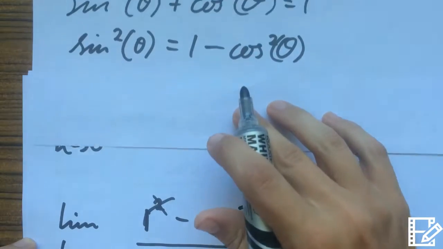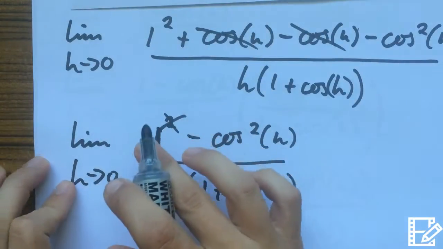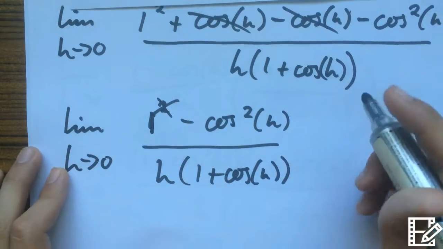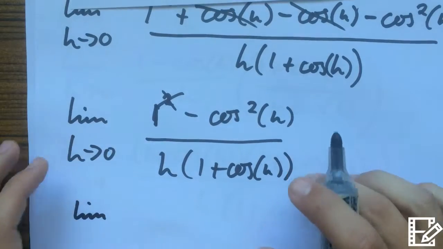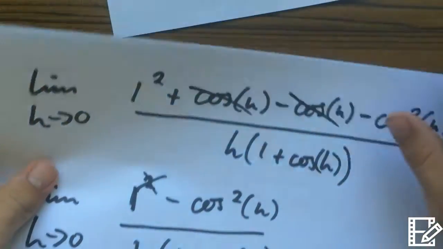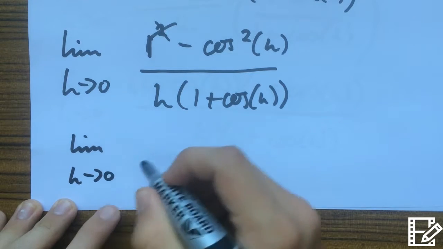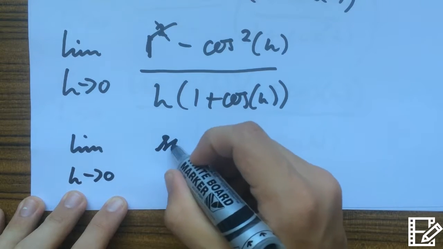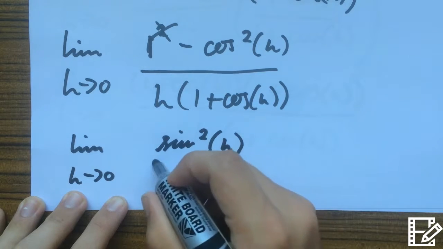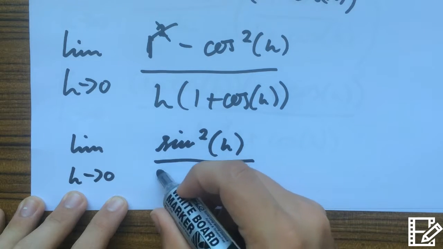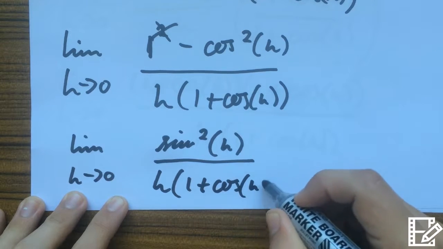Therefore, we can substitute sine squared in for this. And that's what we're going to do. So, the limit as h approaches 0 is going to look like sine squared h over h bracket 1 plus cosine h.